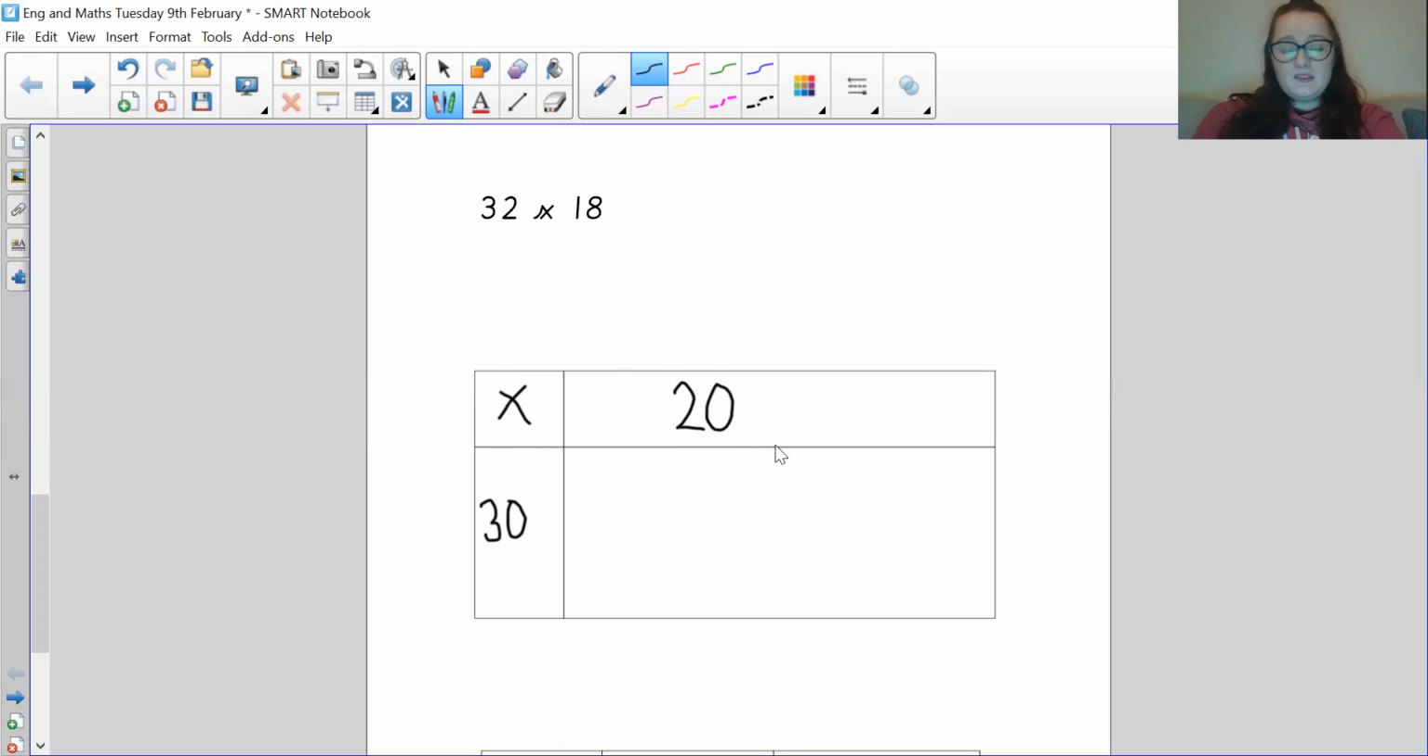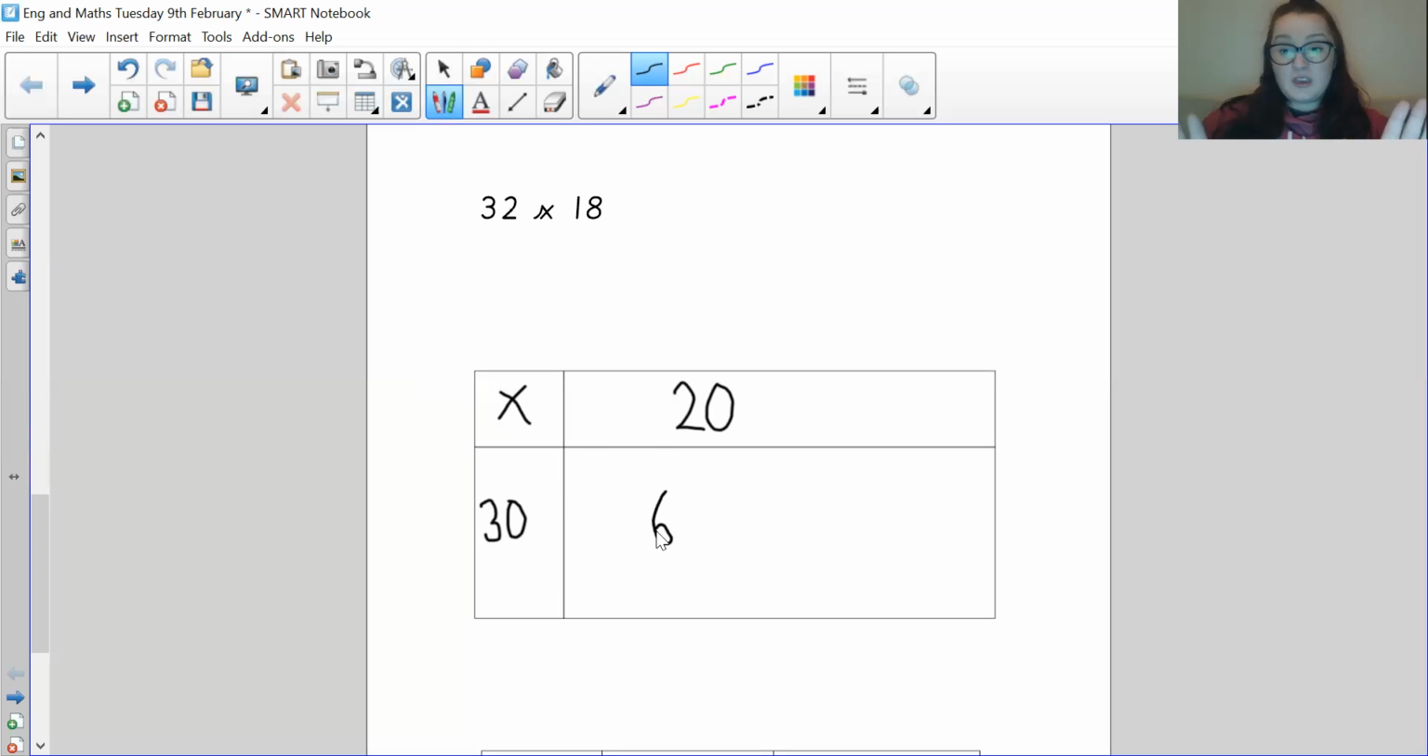Now, this is where it gets a little bit complicated. Now, when we're looking at numbers like this, they've both got zeros on the end. Now, we know that this is in the tens and this is in the tens. So what we're going to do now is times 3 by 2. So 3 times 2 is 6.